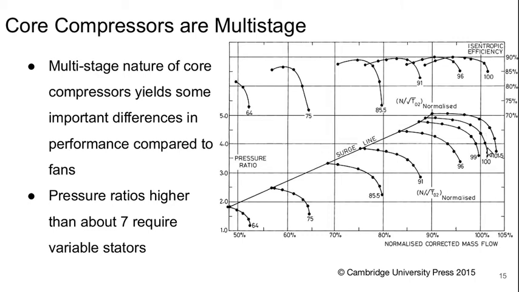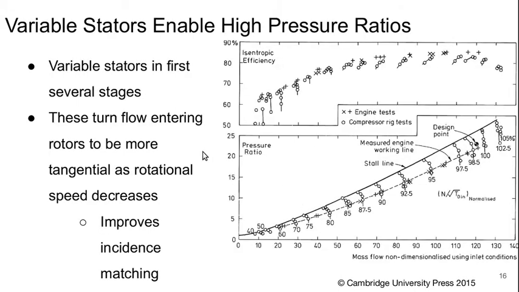We also don't see those steep vertical lines on the characteristic indicating choking in the passages, for practical operating conditions. But otherwise, qualitatively, it looks pretty similar. So if we have those variable stators, we can get to very high pressure ratios. These are typically located in the first several stages. And basically, they turn the flow entering the rotors to be more tangential when the rotational speed is decreased. And this improves incidence matching, or decreases the incidence onto the rotors, and helps prevent flow separation and rotating stall or surge.